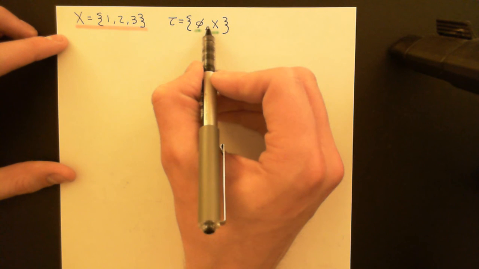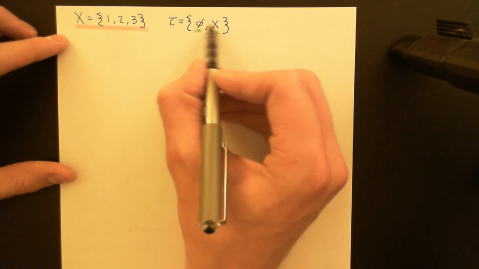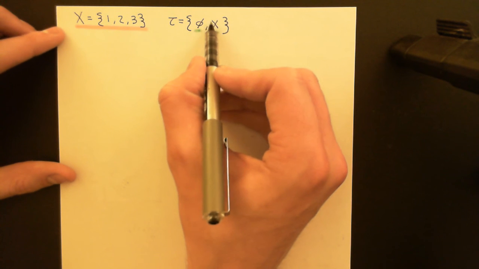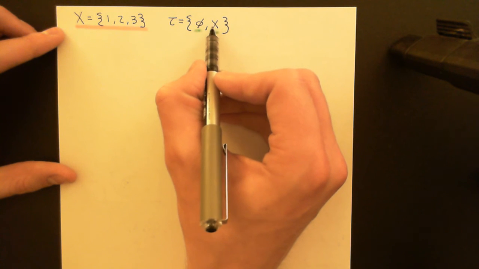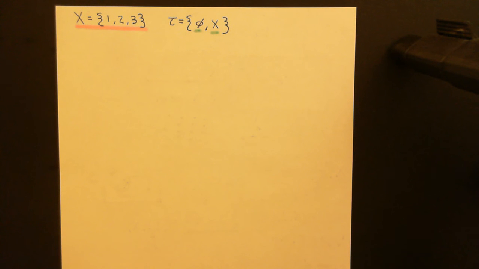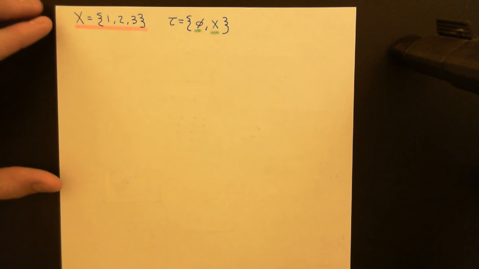For the same reason, the empty set intersect with X, either way round, is just going to give the empty set. And then the only final thing that we have to consider is X intersect with itself, and of course that will just equal X. So it seems to obey axiom number 2, that if you intersect any two subsets from the topology, you will get another subset that's in the topology. So axiom number 2 is done.